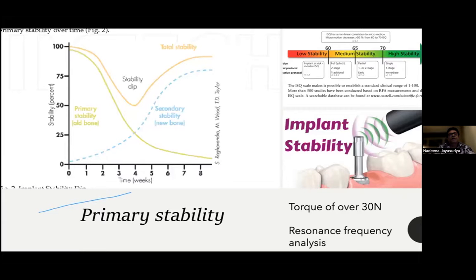But after some time, the stability goes down as the bone remodels around the tooth, and then it will become stronger again. This process takes more than 8 weeks. That is why traditionally, when we put an implant, we wait 2 to 3 months for the implant to become stable inside the bone before we start fixing a tooth on it.